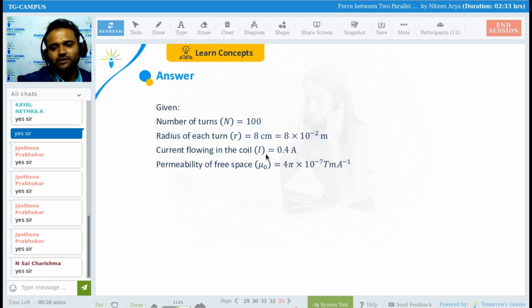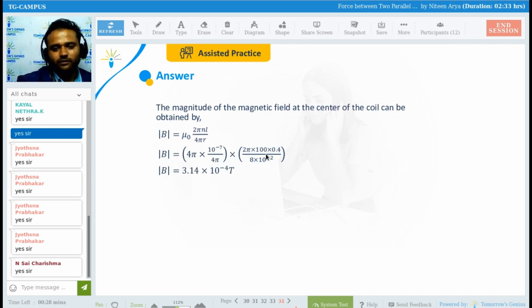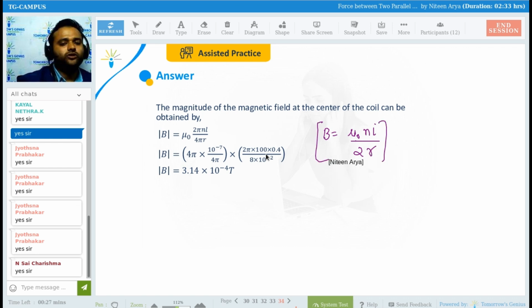And the result is given, and this is your magnetic field. Mu naught 2 pi N I upon 4 pi R. 2 pi and 4 pi cancel each other. As simple as that, the formula becomes mu naught N I upon 2R only, not pi. It's your choice what particular values you're going to take. Clear, everyone?